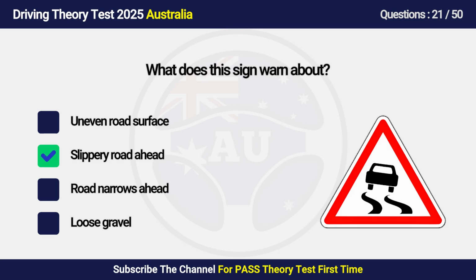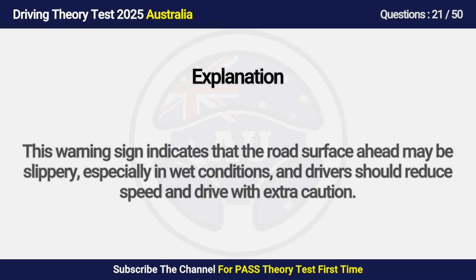Answer is B. Slippery road ahead. This warning sign indicates that the road surface ahead may be slippery, especially in wet conditions, and drivers should reduce speed and drive with extra caution.